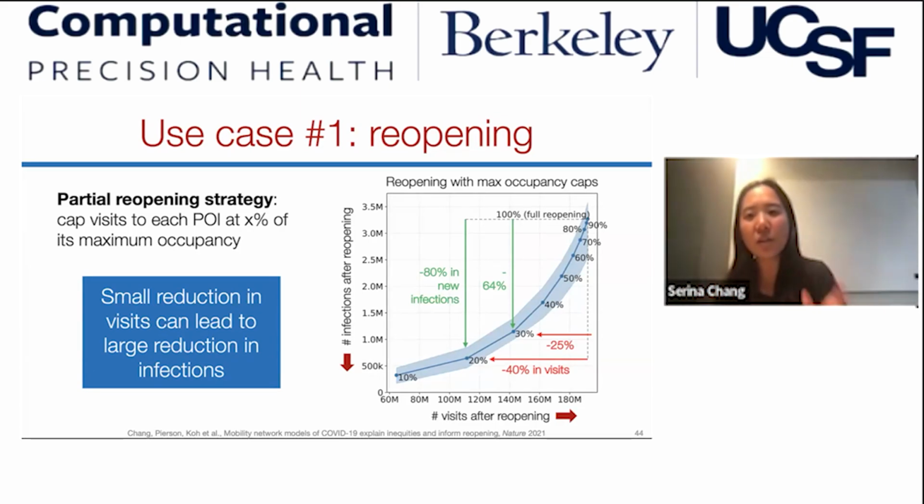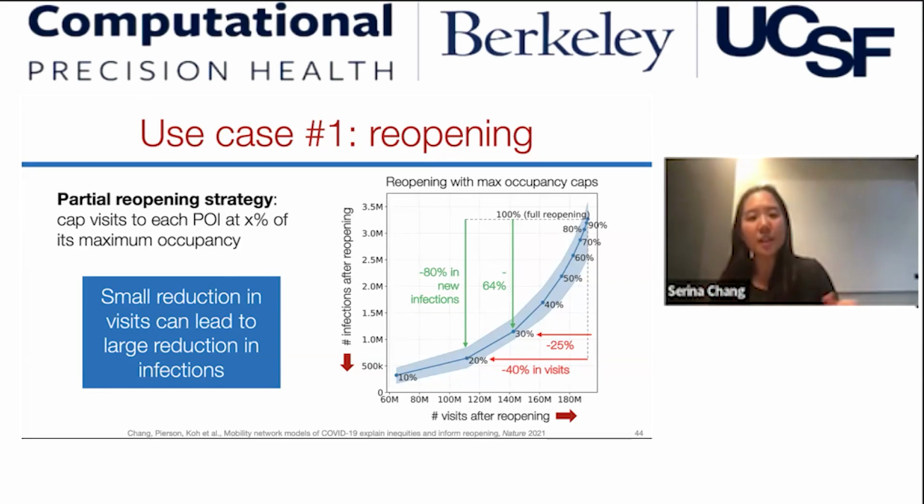But the exciting result is we find that the curve is quite nonlinear, meaning a small reduction in visits can lead to a large reduction in infection. So for example, we see that if you use a 20% occupancy cap, you get a 40% reduction in visits, but an 80% reduction in new infections.